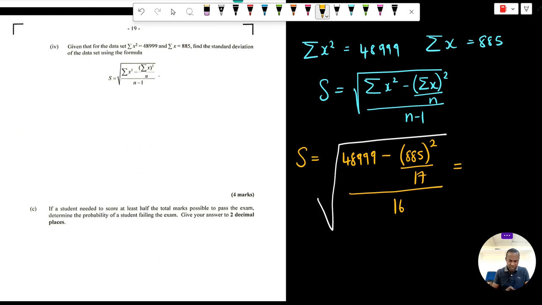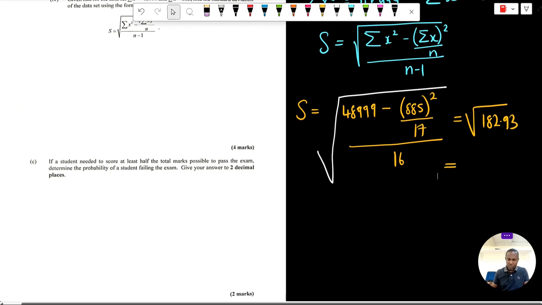So we see that 48,999 minus bracket 885 squared divided by 17, close that bracket, equal, then we divide that by 16, which gives us 182.93. So this gives us a square root of 182.93. We go square root, answer, that's about 13.5, so approximately 13.5. So the standard deviation is approximately 13.5, which we can approximate to 14 if we're expressing it to the nearest whole number, right?